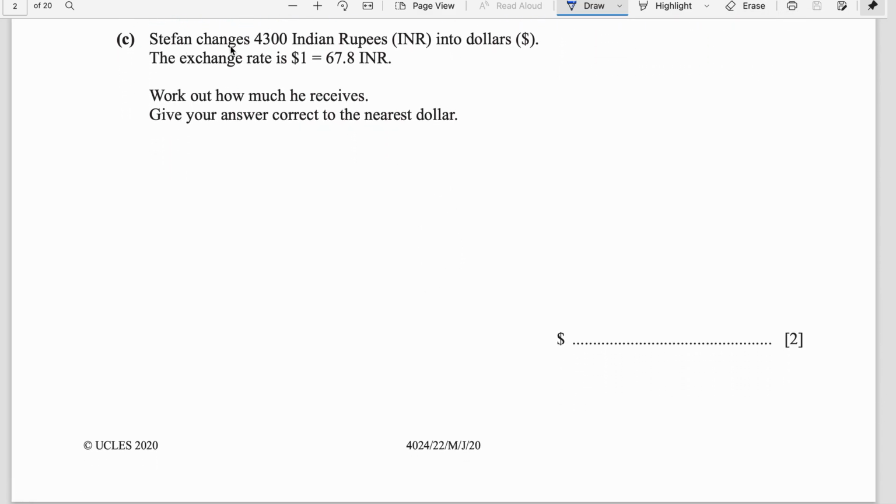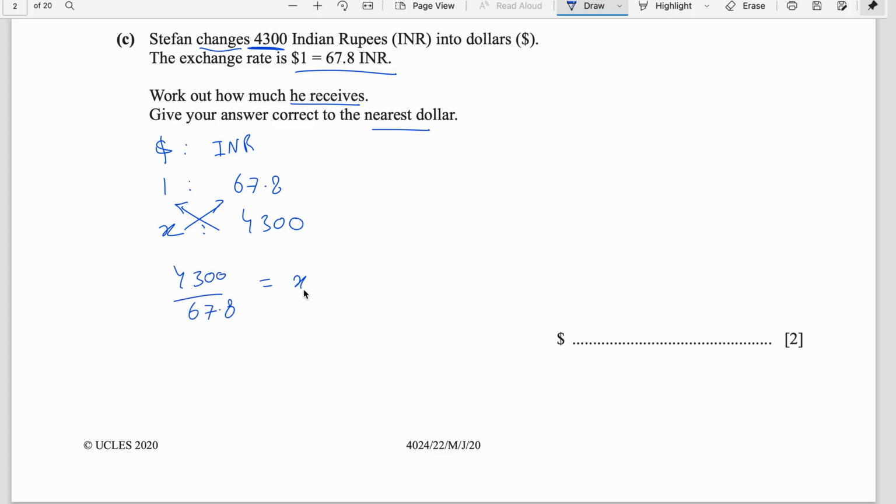C part. Stephen changes 4,300 Indian rupees into dollars. The exchange rate is given. Work out how much he receives. Give the answer correct to nearest dollar. Okay. Now we have a ratio between dollar and Indian rupee. Dollar is 1, this is 67.8. And he changes 4,300. So just cross multiply 4,300 by 67.8, and you get the value, which is 63.421, and to the nearest dollar this is 63.